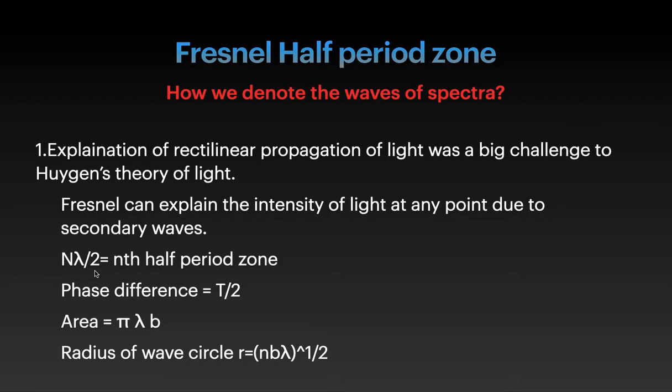It is n lambda by 2, which is the nth half period zone. Phase difference is pi by 2. Area is pi lambda b. Radius of the wave circle is r equals the square root of n b lambda.